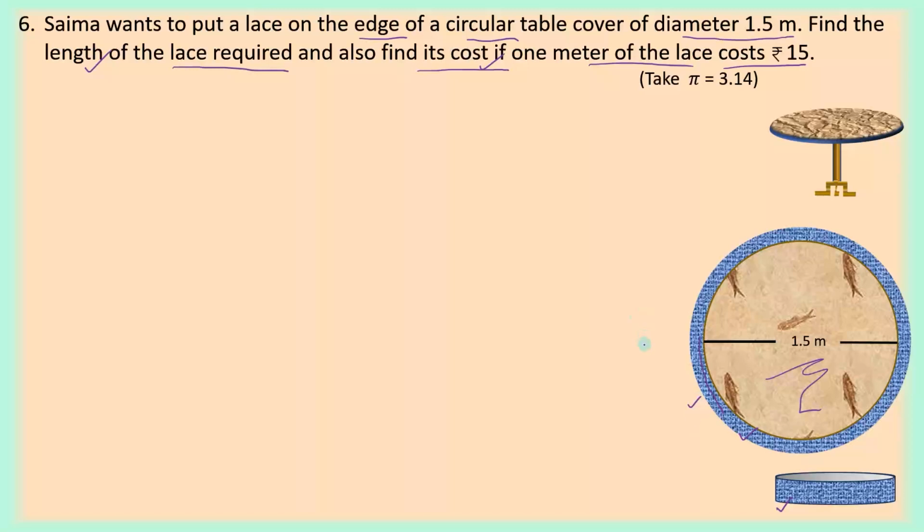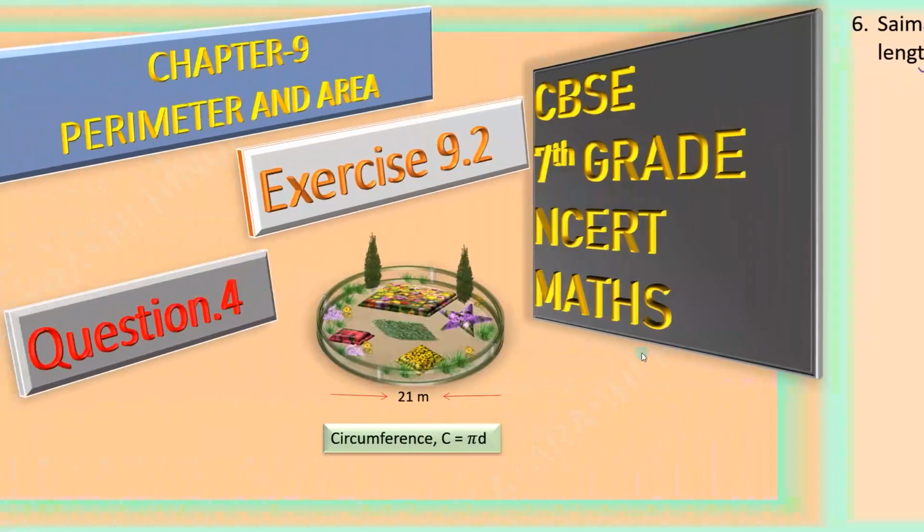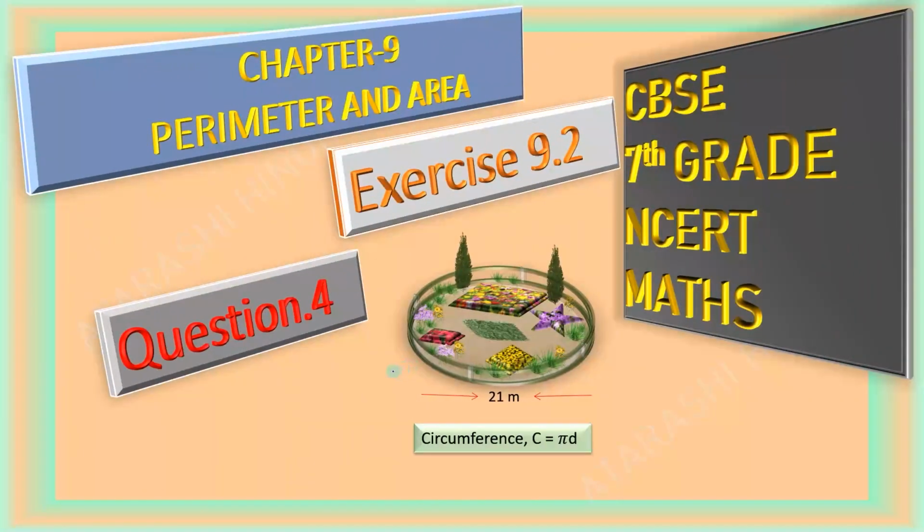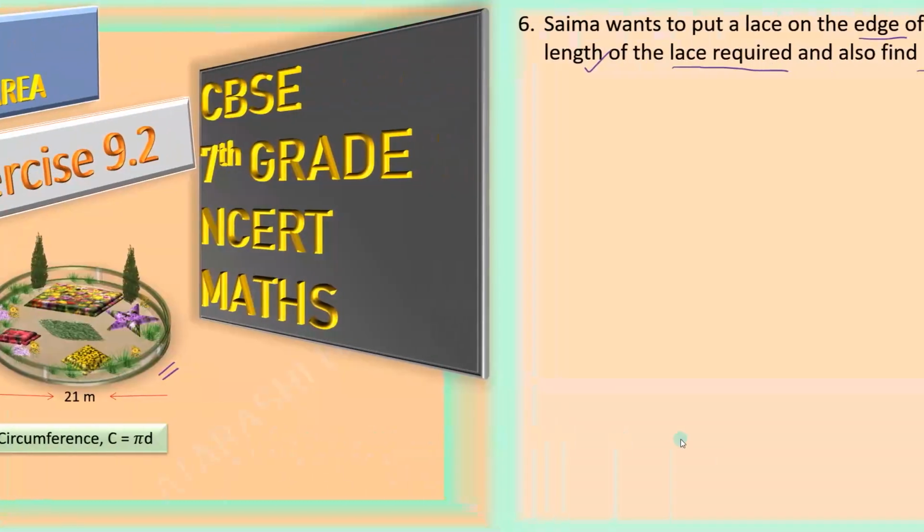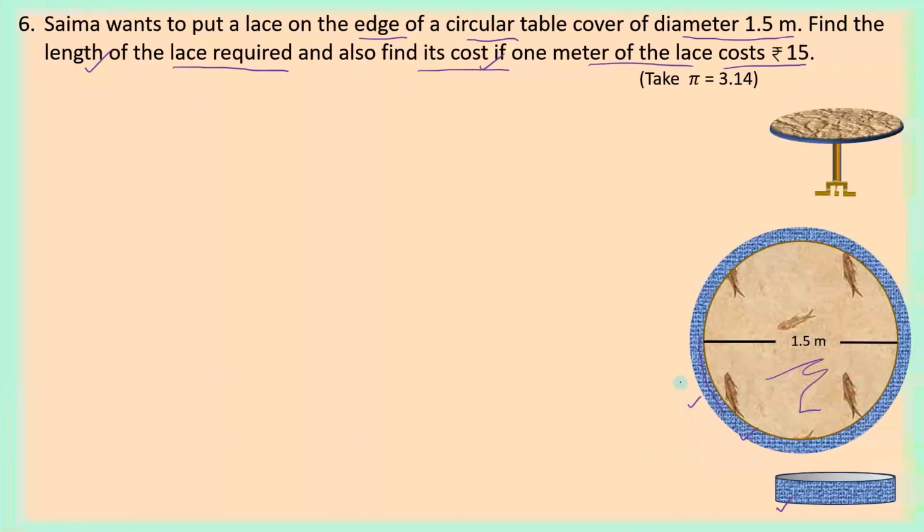Do you remember the fourth question of this exercise? Here, how did we find the length of the rope for one round fencing? Since this garden is circular in shape, the length of the rope for one round fencing is equal to the circumference of this garden. In the same way, for finding the length of the lace, it is enough to find the circumference of this table cover.